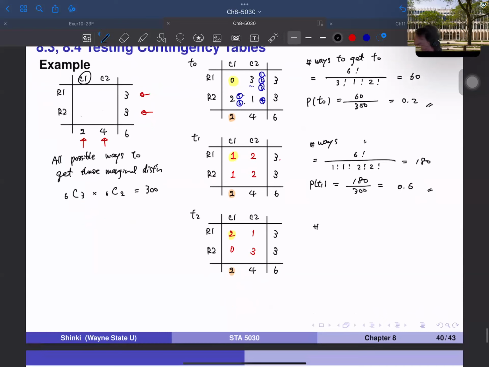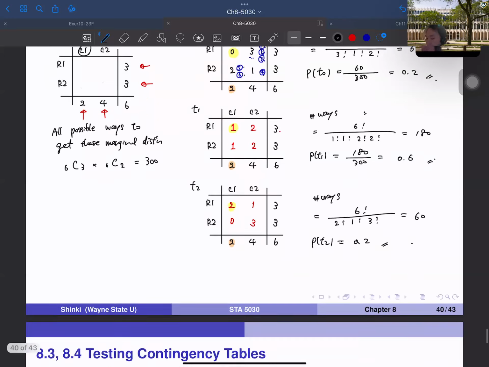And T2, you can do the same thing. The number of ways is equal to 6 factorial over 2 factorial, 1 factorial, 3 factorial, and it's actually the same as the first one. And the probability of T2 is equal to 0.2. So we get 0.2, 0.6, 0.2.